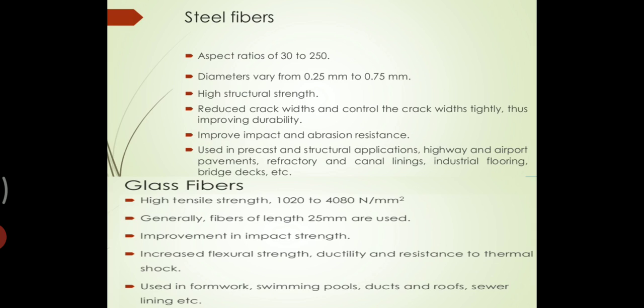Then if you use the glass fibers, it is also having high tensile strength. A glass fiber itself is having its tensile strength about 1000 to 4000 Newton per square millimeter. Generally fibers of length 25 mm are used. Improvement in impact strength, increased flexural strength, ductility and resistance to thermal shock, used in farm work, swimming pools, decks and roofs, sewer pipe lines, etc.